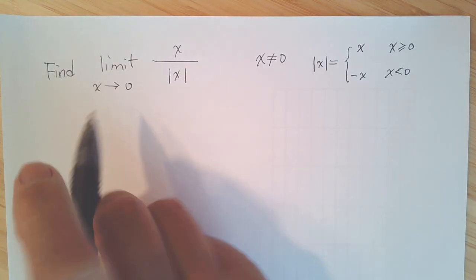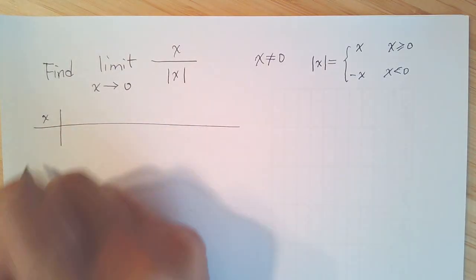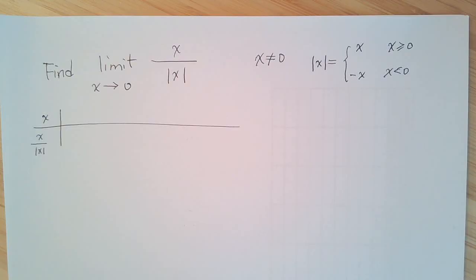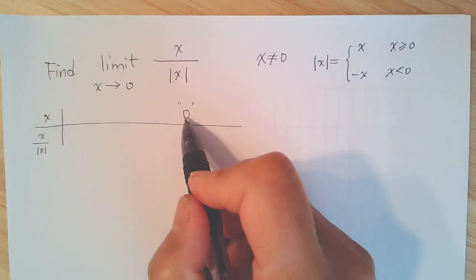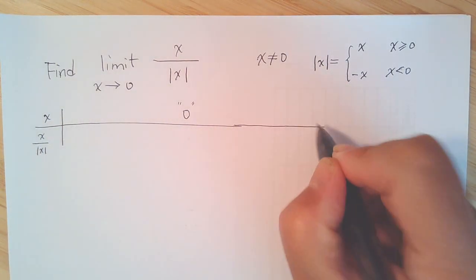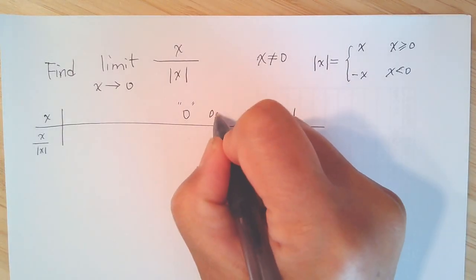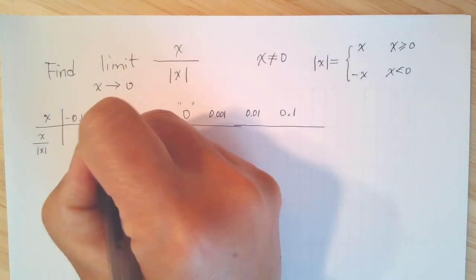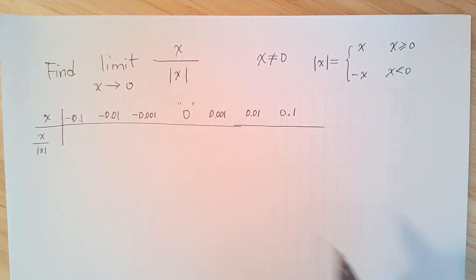Now in order to find this, let's make this little table. We have x, and we have x over absolute value of x. Now, we want x to approach 0, okay? I just go from left to 0, from right to 0. So I go 0.1, 0.01, 0.001. I just want to see the trend. So negative 0.1, negative 0.01, and negative 0.001. I think I can stop there.